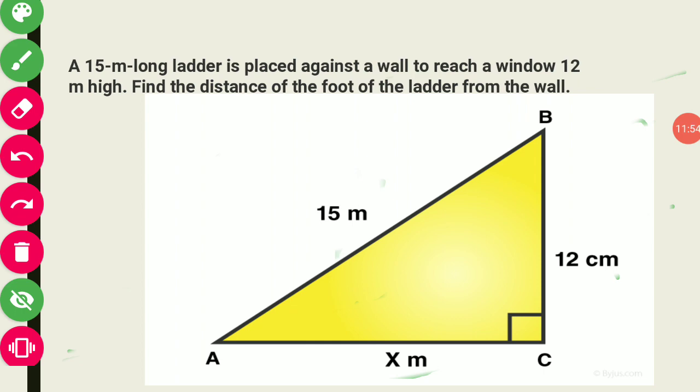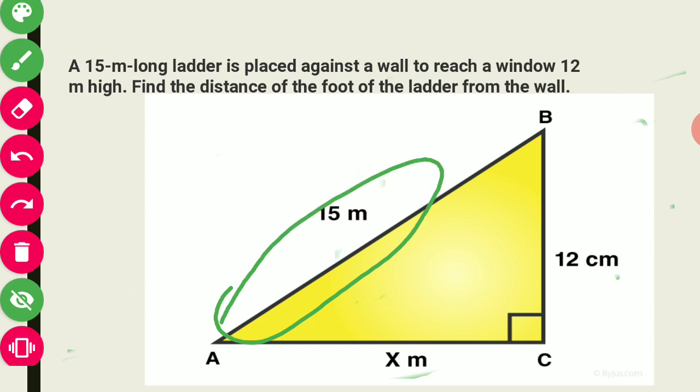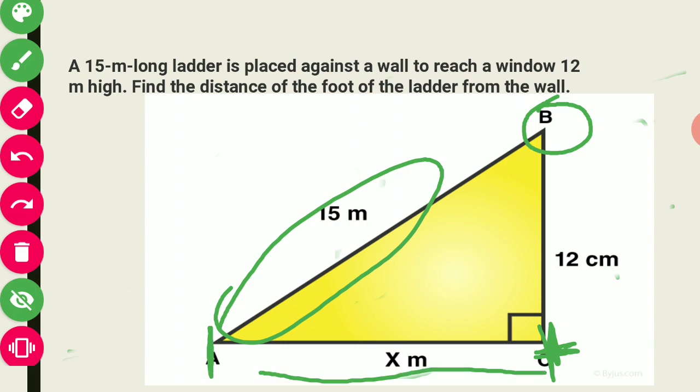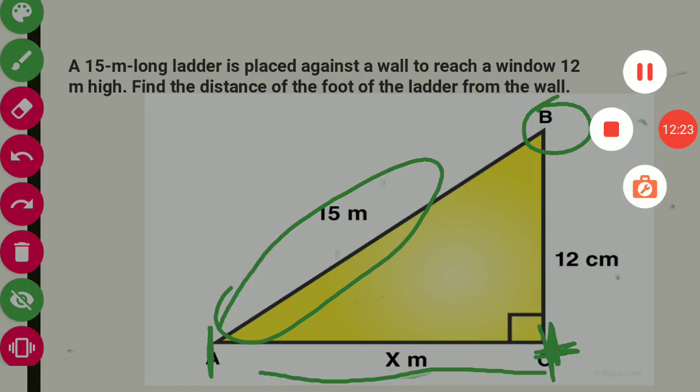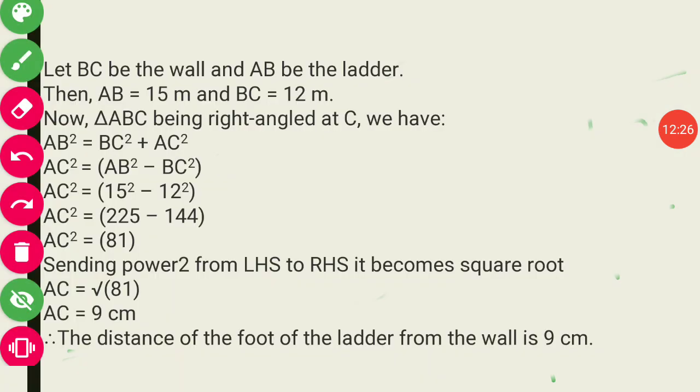Now the next question, a 15-meter long ladder is placed. So this is the ladder, you understand. It is placed against a wall, and a window is there at a height of 12 meter from the ground. Now the question is asking, between this ladder and this wall, how much distance is there? That you have to calculate. So now let's solve the question.